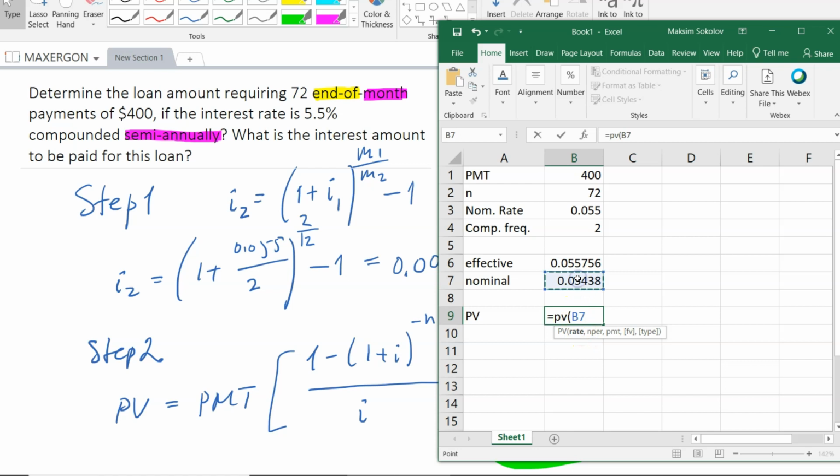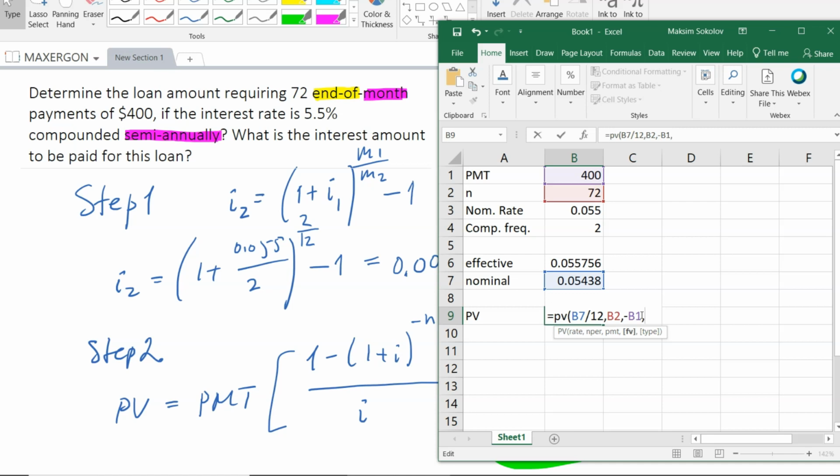This is going to be here in B7, but we need to divide that nominal rate by 12 to make sure that we find the periodic rate. Number of periods is given already in B2. That's 72 months. Payment is in B1, but we'll make that payment negative to signify that this payment is an amount outgoing, because we want our present value to be displayed as amount incoming.